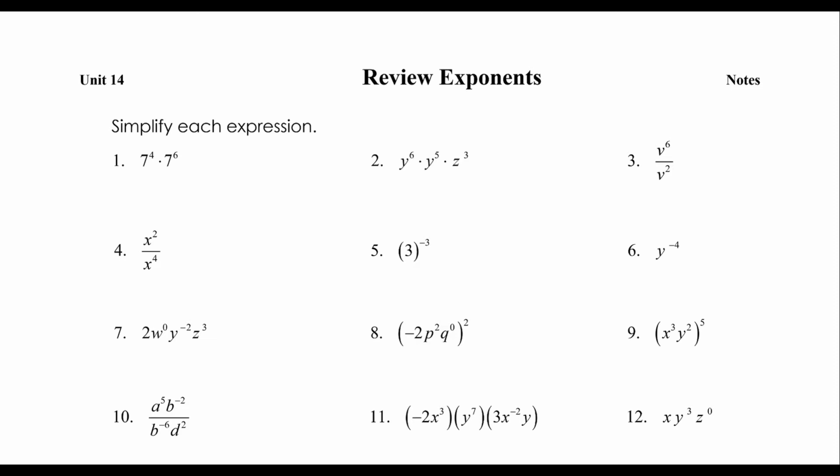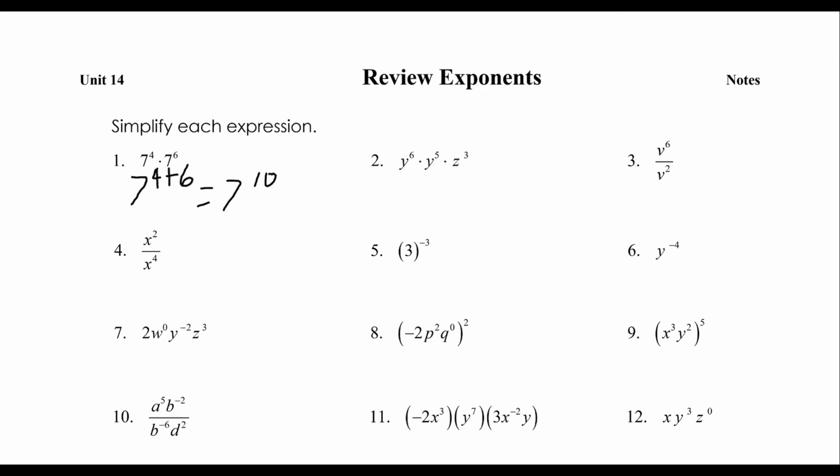So, number 1. Now, if you remember correctly, this is multiplying. We have multiplication, so what we need to do is add the exponents. So that's going to be 7 to the 4 plus 6, which is 7 to the 10.